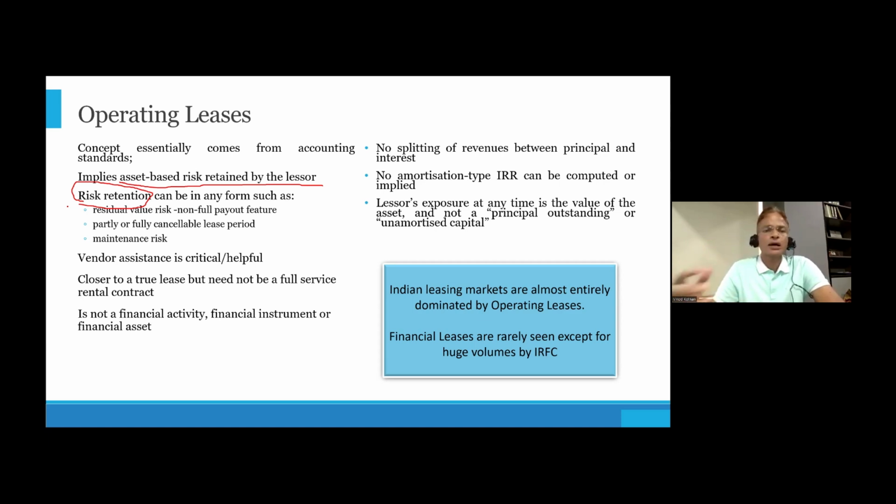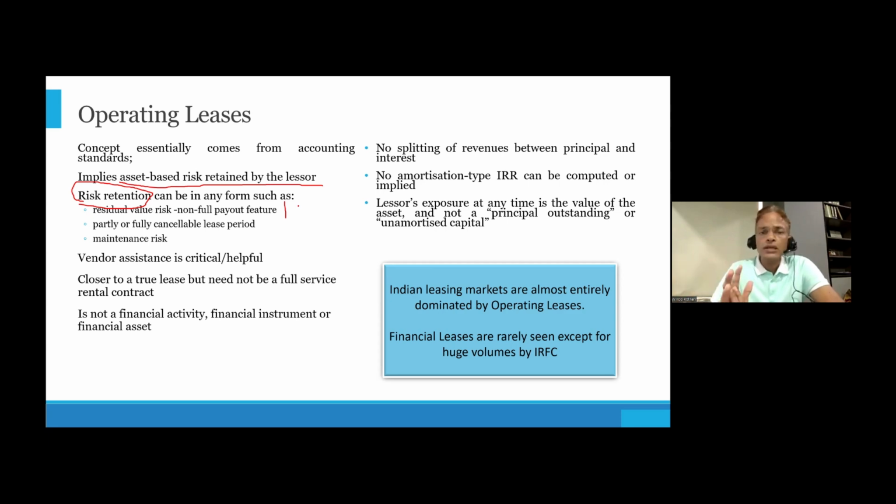For example, the most common form could be residual value risk. And from episode 1, we noticed that in case of financial leases, the lessor takes a minimal residual value risk, which he might also want to get a guarantee from the lessee on. Therefore, that risk quite often is lessee guaranteed, and hence that risk is also eliminated. But in an operating lease, the lessor takes a significant risk on residual value.